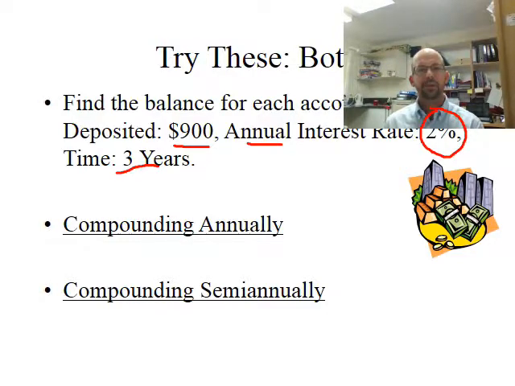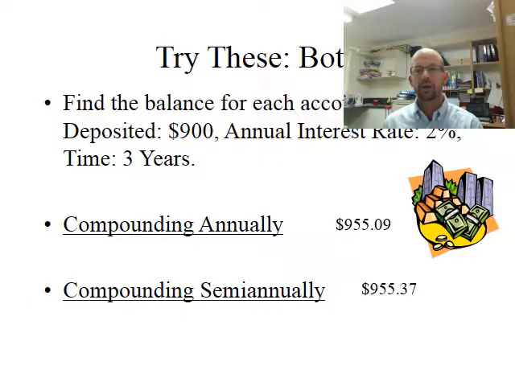Right, now I'll give you the answers so you can check. So the first one, the total amount at the end will be $955.09, meaning that the interest amount was $55.09. And for the compounding semi-annually example, you ready? The amount there is $955.37. Doesn't sound like a lot of difference, but remember, we're only investing $900 in this case.